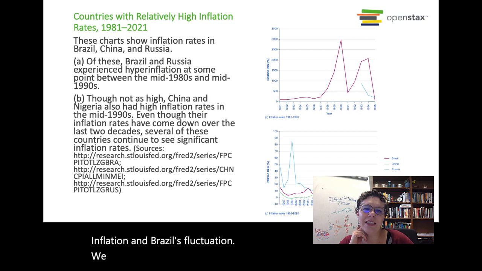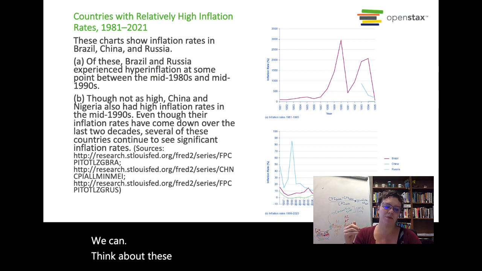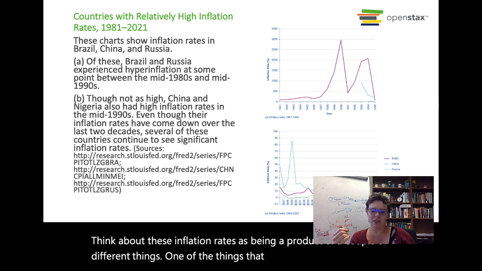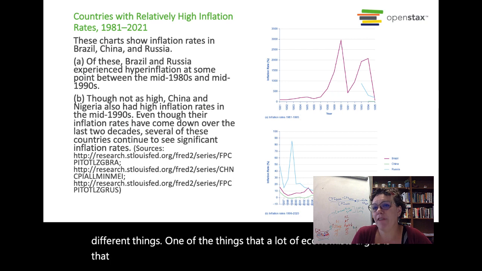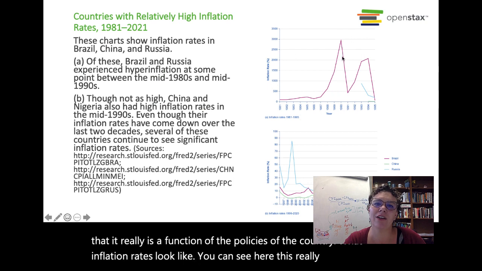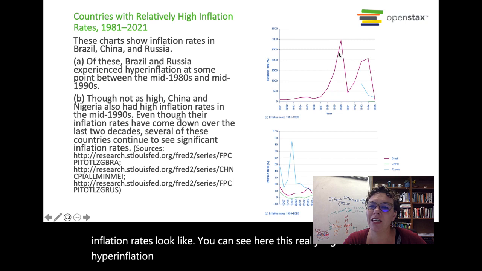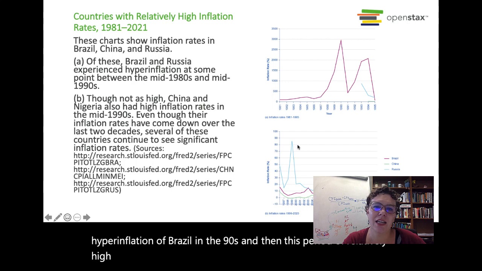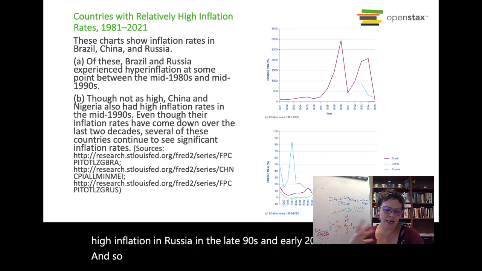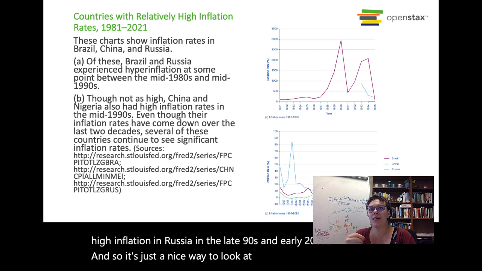We can think about these inflation rates as being a product of a couple of different things. One of the things that a lot of economists argue is that it really is a function of the policies of the country, what inflation rates look like. You can see here this really high rate of hyperinflation of Brazil in the 90s, and then this period of relatively high inflation in Russia in the late 90s and early 2000s. And so it's just a nice way to look at how these things might happen.